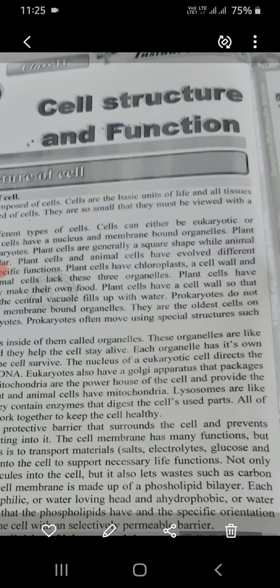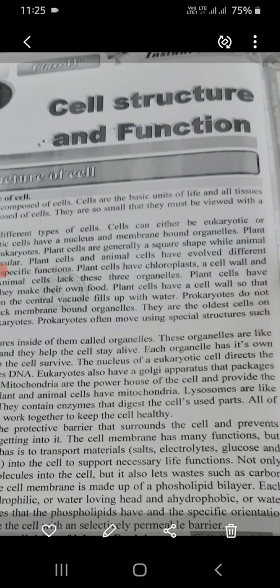Prokaryotes do not have a nucleus and lack membrane-bound organelles. They are the oldest cells on Earth. Bacteria are prokaryotes. Prokaryotes often move using special structures such as flagella or cilia.